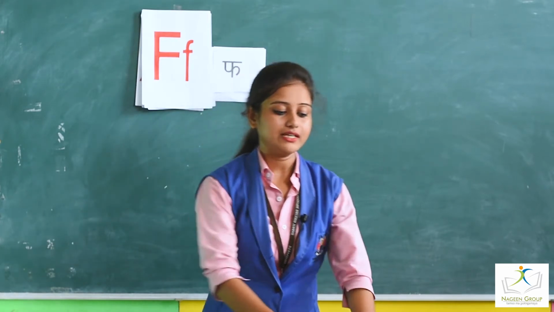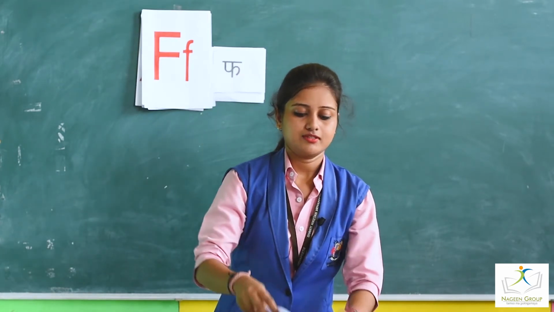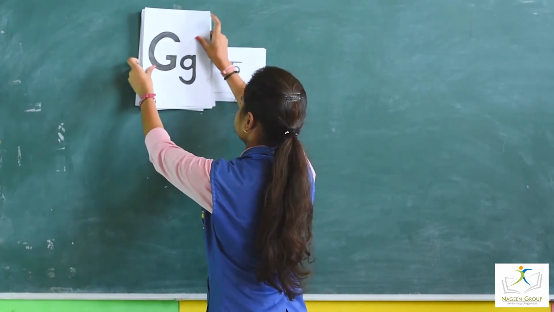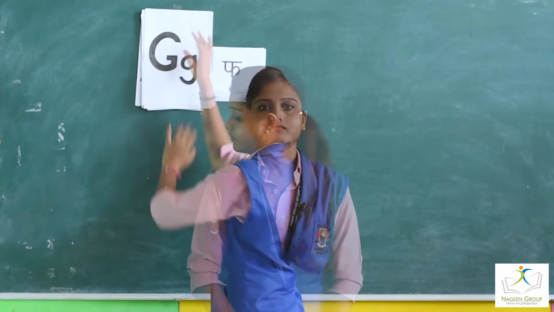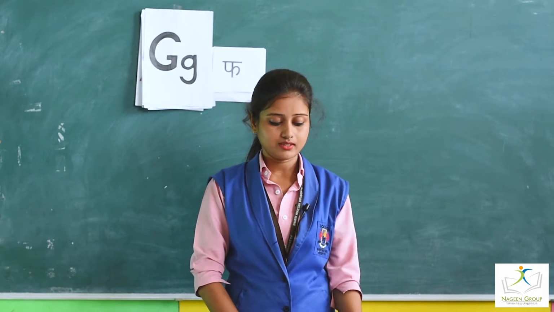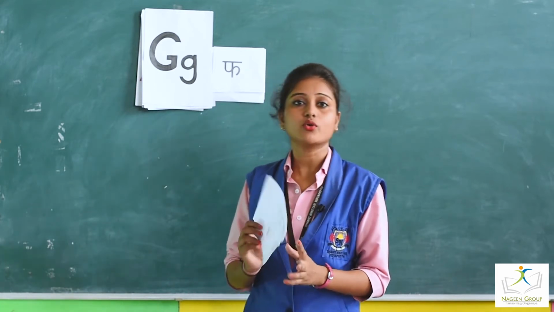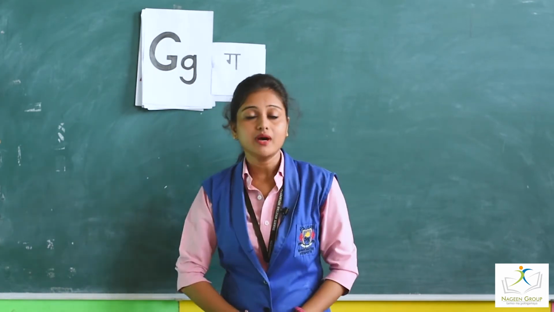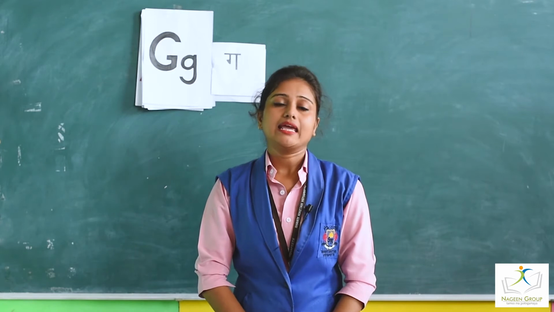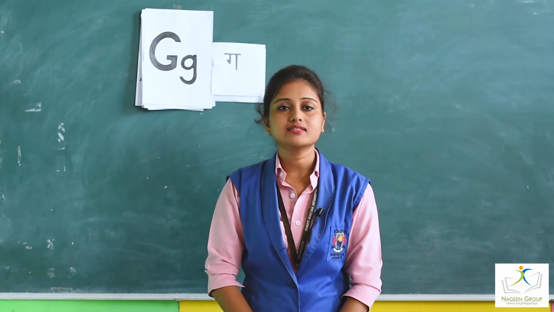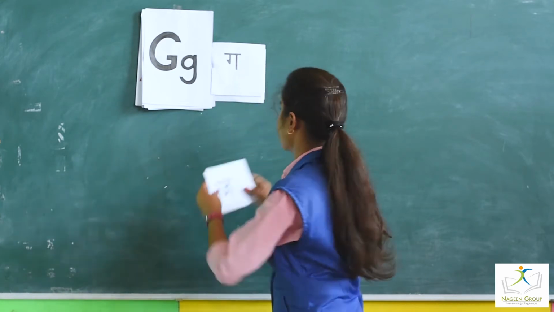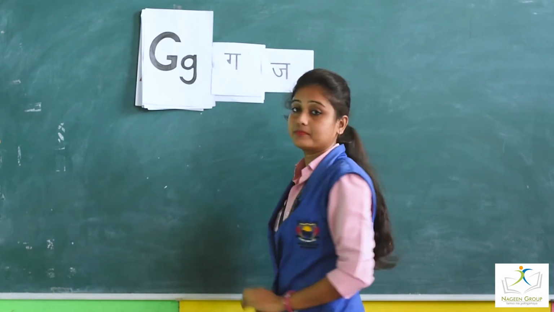Next I have the letter G. What is the sound of letter G? Letter G has two sounds. One is G. Usually we use the sound of G as in gun, but when G is followed by E, I or Y, it has a sound of J, as in gem, jumps.